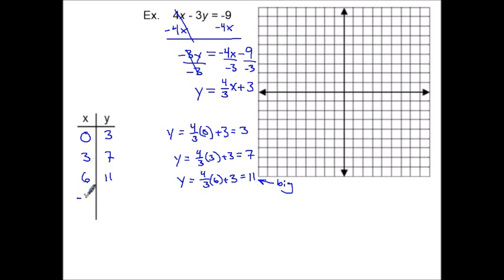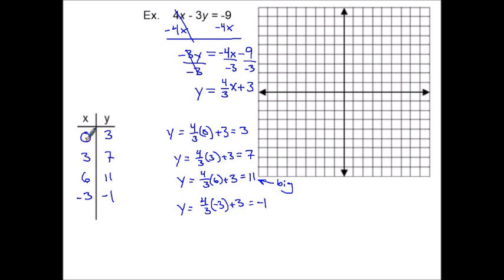So 6, 3, 0, another multiple of 3. If I go to the negative side, I can pick a negative 3. And now 4/3 times negative 3 plus 3. Now the 3 and the negative 3 sort of cancel, but it does leave a negative 1. So I have 4 times negative 1, which is negative 4, and then negative 4 plus the 3 that's over here is going to give me a negative 1, which is going to be a lot more user-friendly as far as fitting on the graph that I have.